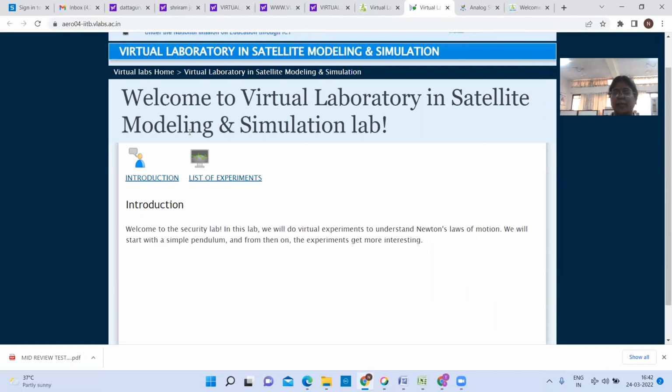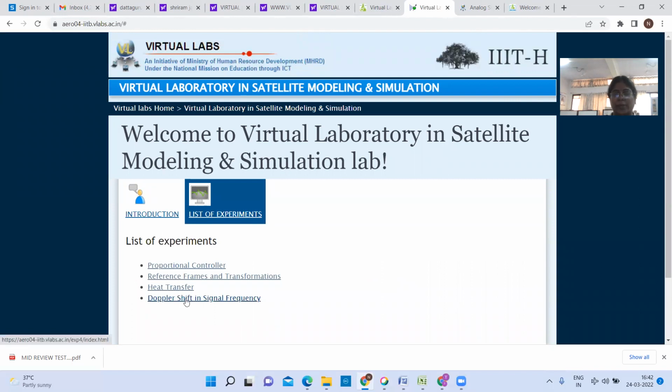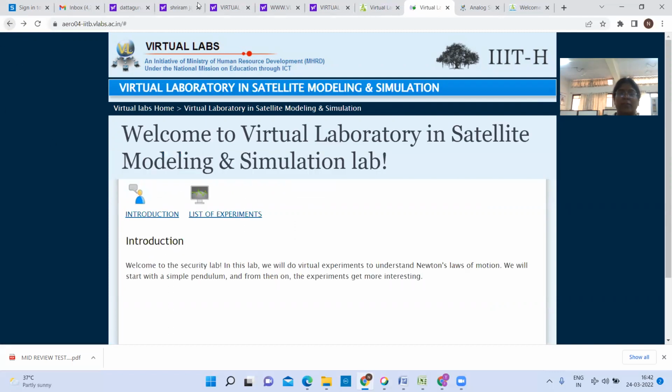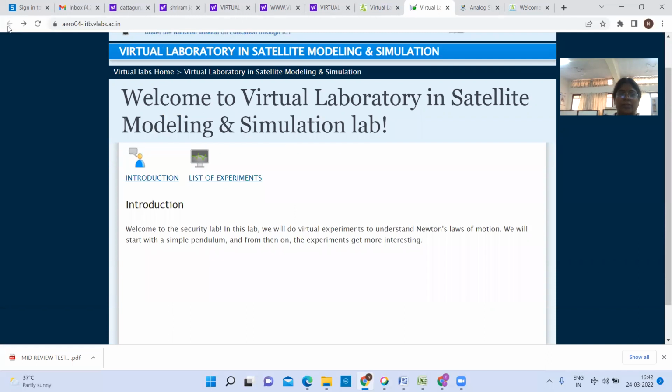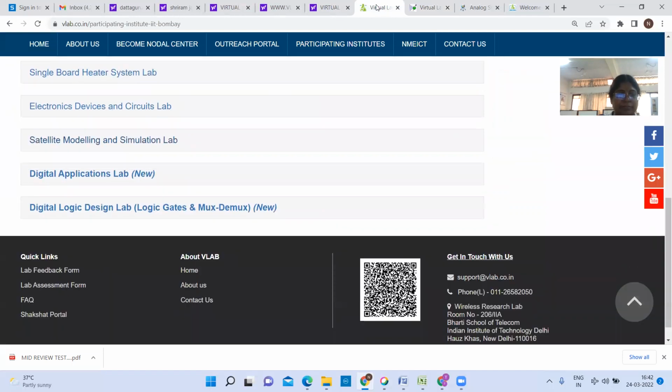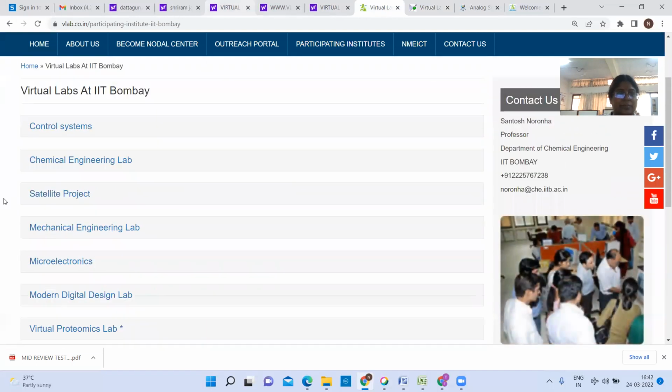Simulation software तर आता सगळ्यांना माहिती आहे. Here you will come to know list of the experiments. कुठले कुठले experiment आहेत. And if you click on the name of the experiment, you will get its aim. जसं आपलं lab manual असतं, like that you will get its aim, theory, procedure, simulator आणि references. Okay, so let us check one by one where we will get for this optical communication. So you can also search. Satellite, it is given here.